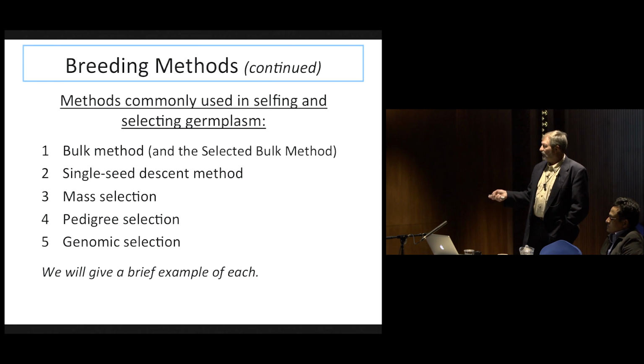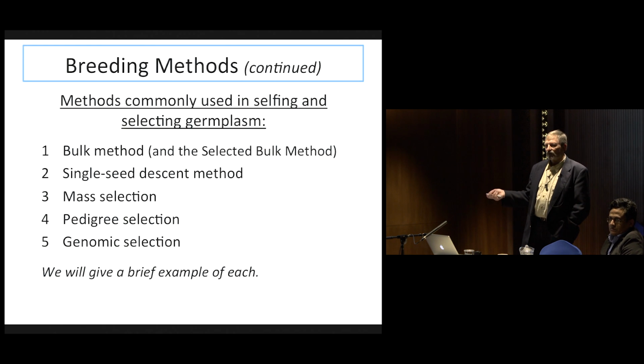Then there is a single seed. Well, the selected bulk method is the one that Joshua was telling you about. Many of you likely know it or are practicing it. And I've got a little more detail on that. Single seed descent method is another method for selfing germplasm. Has anyone ever used this particular application?